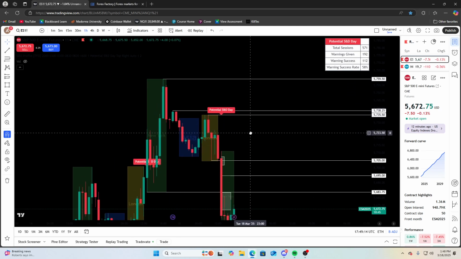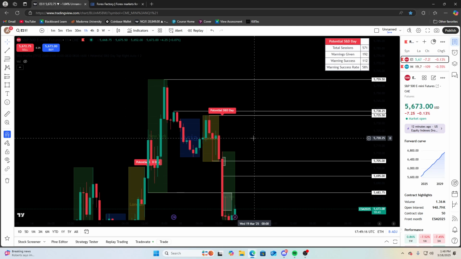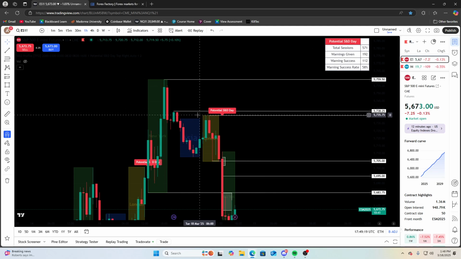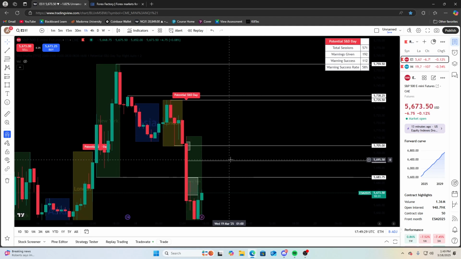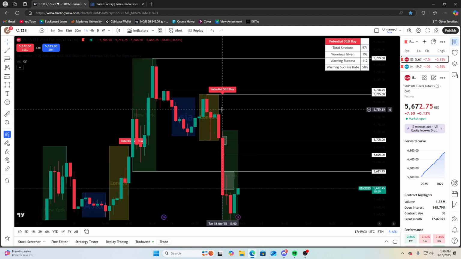So that was the big thought process today, was going long simply because these were our strong draws of liquidity, right? We just took out London session lows, and we have relative equal highs resting above it. So I'm thinking, okay, we're going to be looking to go long. Obviously, we see that was not the case, but during market open, that's what I was looking at.